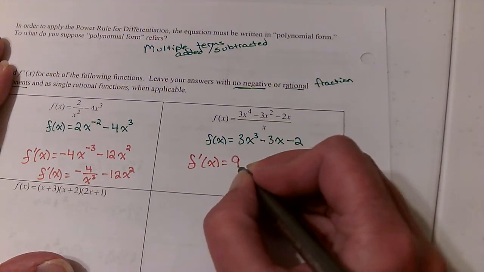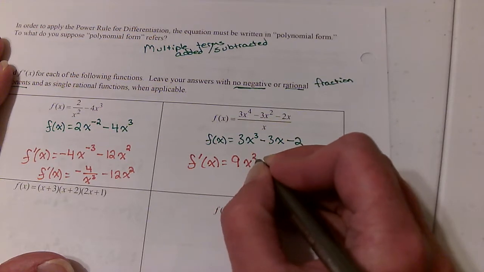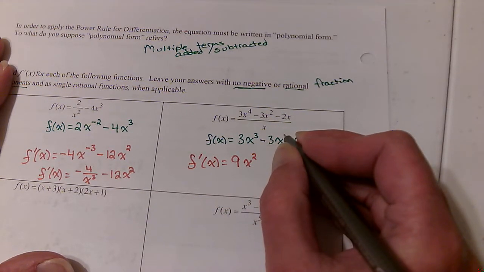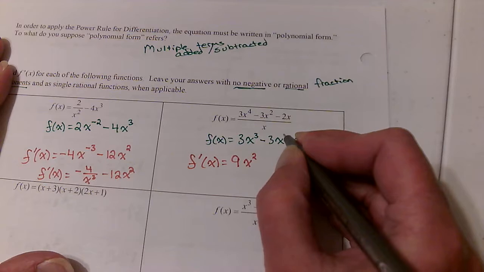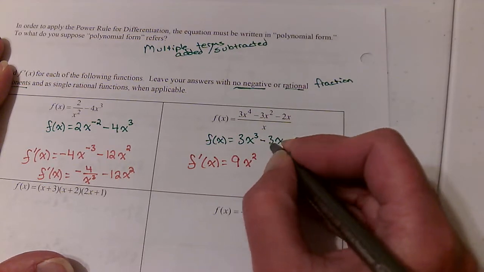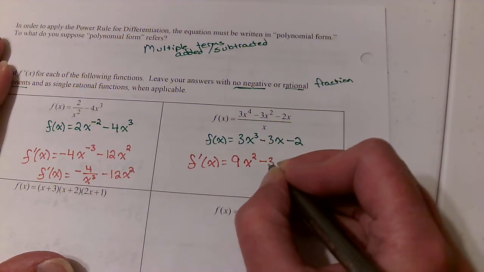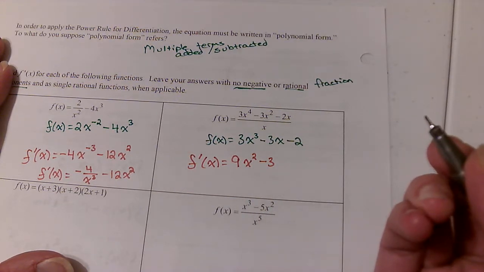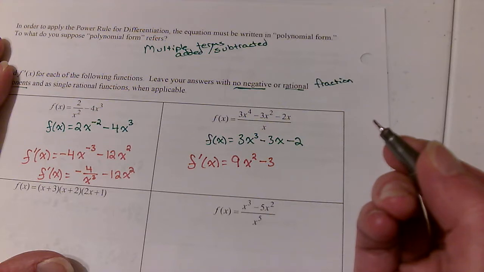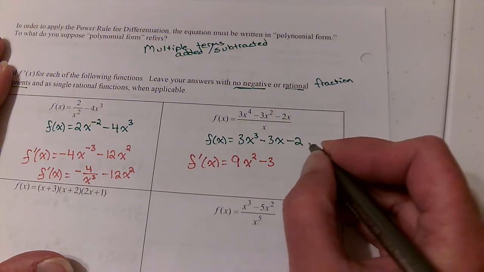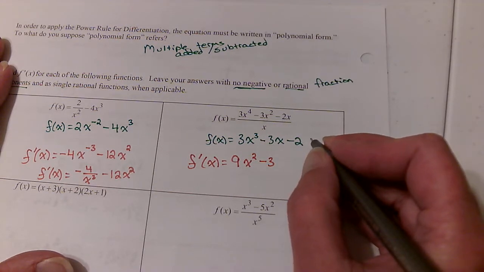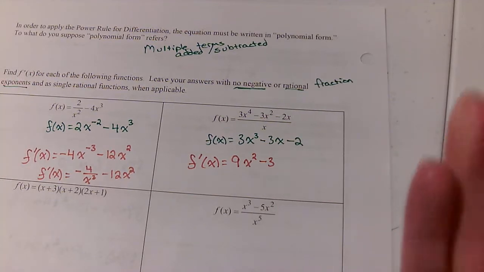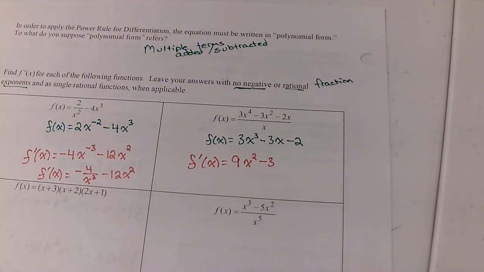3 times 3 is 9. Subtract 1 from the exponent. Now technically, that's a 1, right? So 1 times negative 3 is negative 3. And if I subtract 1 from 1, it's 0, so it's gone. And then the constant, that's technically x to the 0, so that's why you get nothing there.